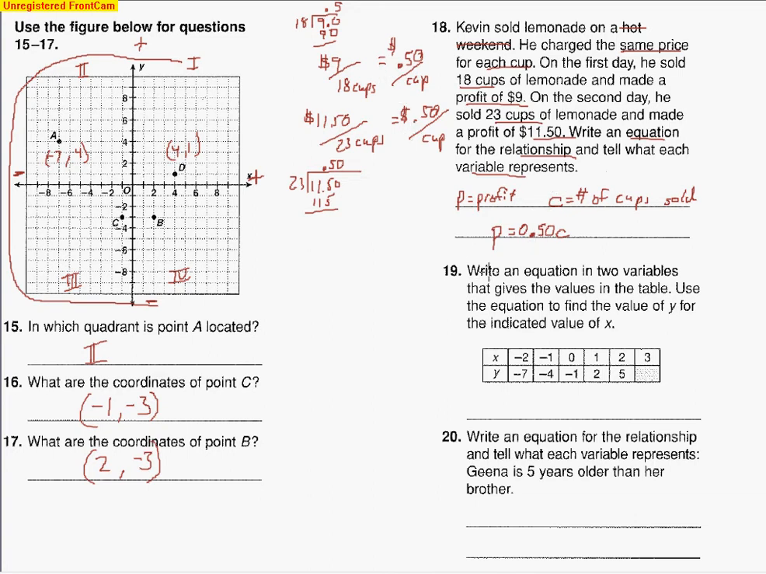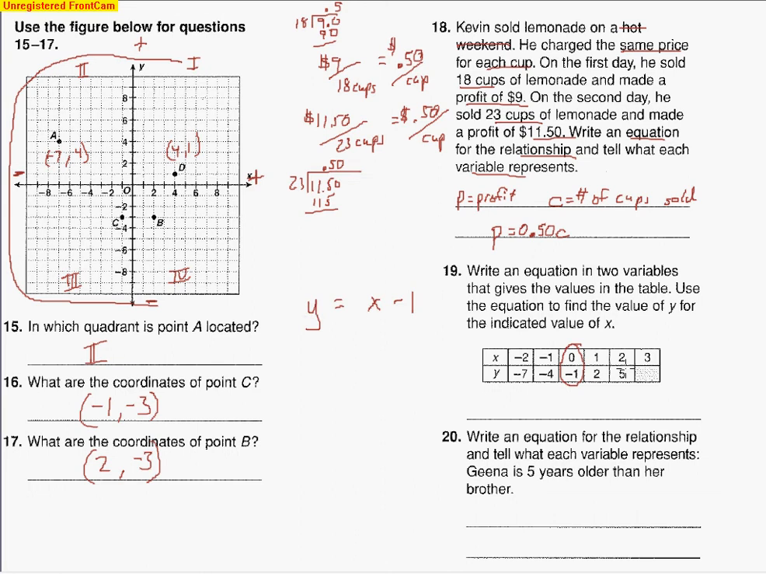Here they say write an equation in two variables that gives the values in the table. Use the equation to find the value of x. What I start by doing is looking at this one first. 0, negative 1. So basically you're going to have an equation that goes y, the outputs, equals an x value, and since I'm starting at 0, if x were 0, I would have to have minus 1 first. See, if I put 0 in here, I get negative 1 for the y value.